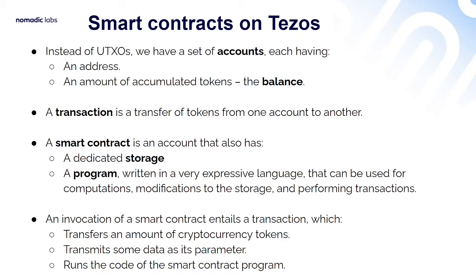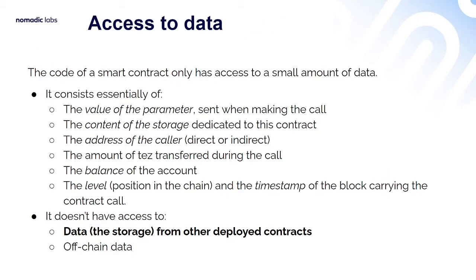And a smart contract is a special kind of account that also has a dedicated storage and a program which is written in a very expressive language that can be used for computations, modifications of the storage, and to perform transactions. An invocation of a smart contract entails a transaction which will transfer an amount of cryptocurrency tokens to the contract, transmit some data as the parameter of the contract, and run the code of the smart contract program. So let's talk about data.